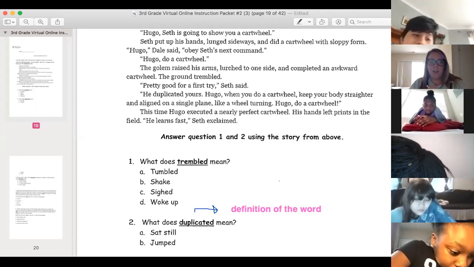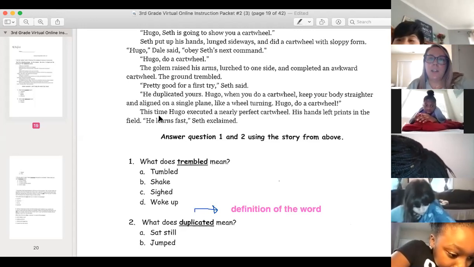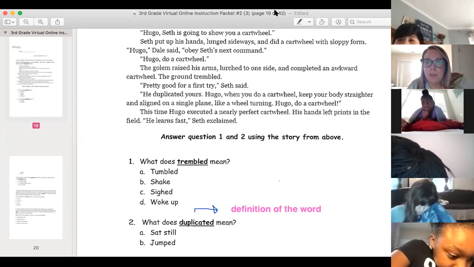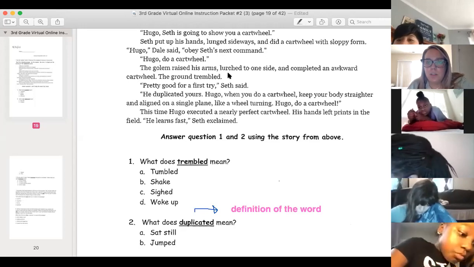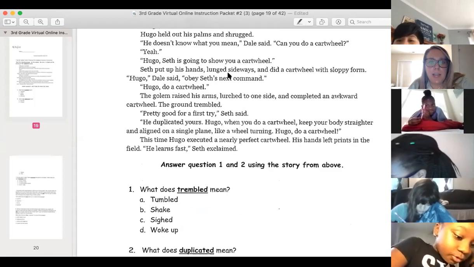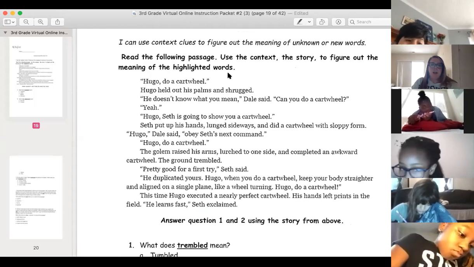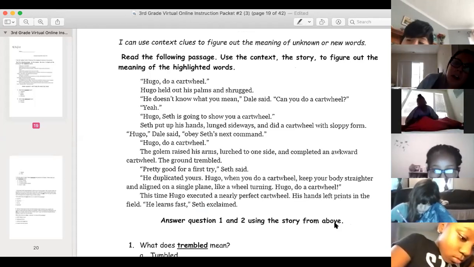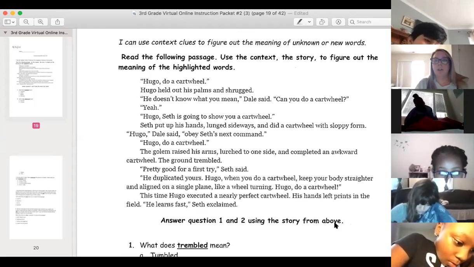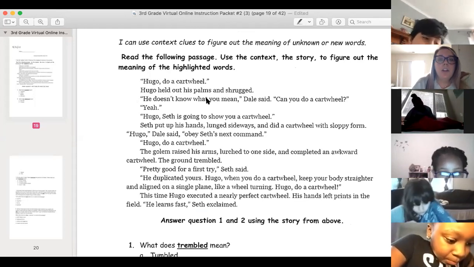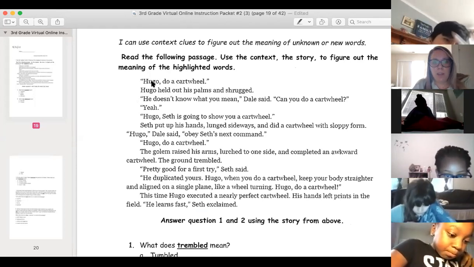Okay, so I'm going to clear my markings of my questions and go into my text and read it. I'm going to be underlining above and below, AKA before and after, the word trembled. So follow along with me.